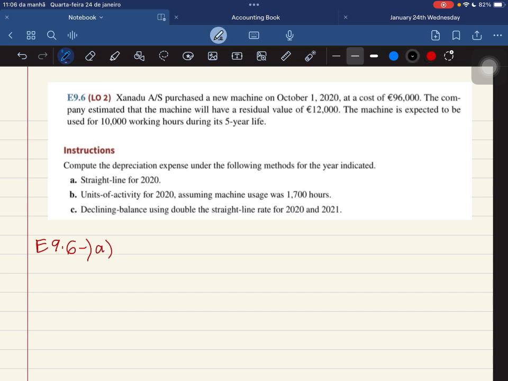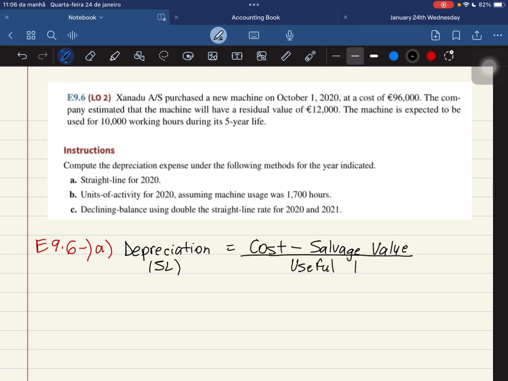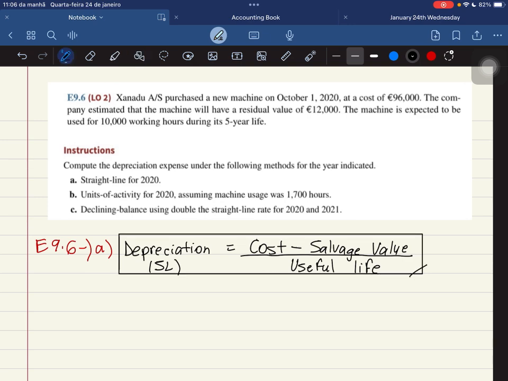A. Straight line for 2020. Well, all of the depreciation methods have a formula, right? So over here, I'm going to write the formula for the straight line method. It's just the cost minus the salvage value or residual value, both of these mean the same thing, divided by the useful life of the machine or equipment that you are dealing with. So this is the formula for the straight line depreciation.